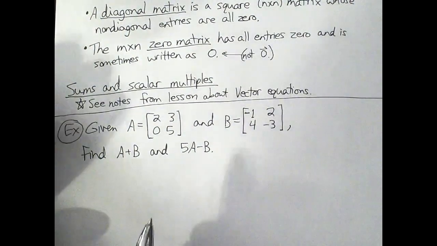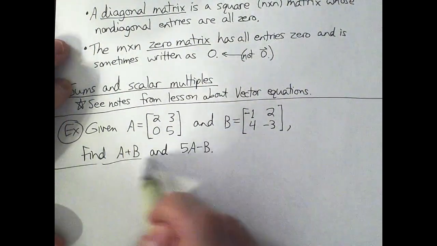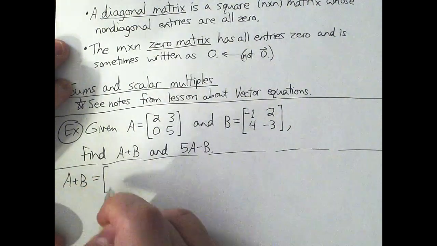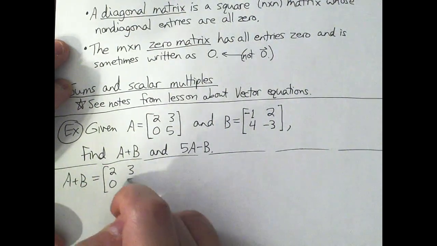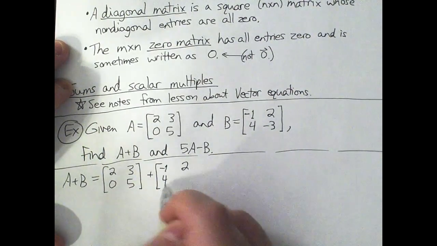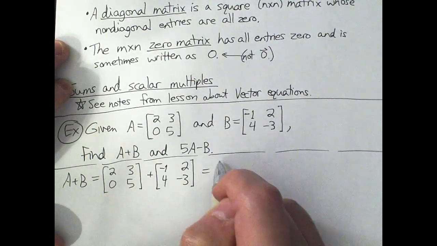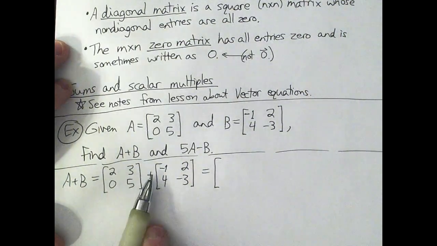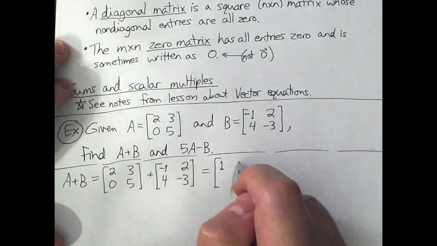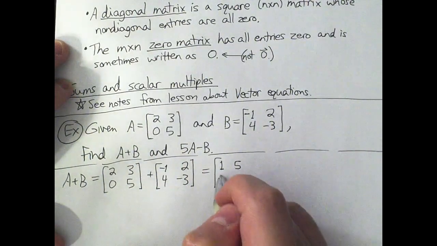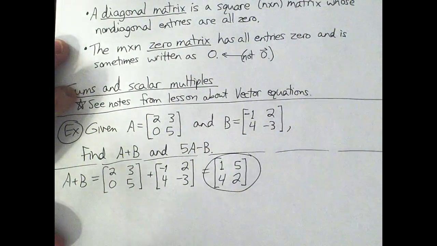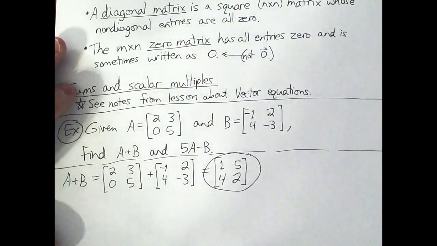Okay, so two parts to this problem. I guess we'll go ahead and do A plus B first. It's just good practice on adding two matrices. So I'm going to write them again, even though they're written above. We want to add these two matrices. And remember, all you do when you're adding matrices is you add the corresponding entries to each other. So, 2 plus -1 is 1. 3 plus 2 is 5. 0 plus 4 is 4. 5 plus -3 is 2. Not bad.